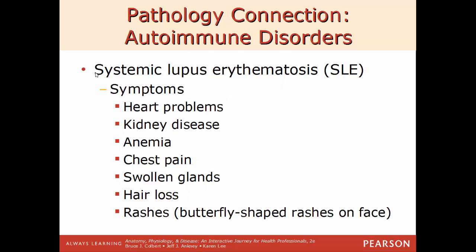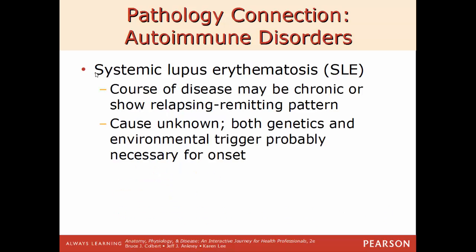Some common symptoms of SLE: heart problems, anemia, kidney disease, chest pains, hair loss, rashes, in particular butterfly-shaped rashes on the face. Now, the course of the disease could be chronic or could be a relapsing, remitting pattern. The cause for SLE is unknown. Some possible triggers could be genetics or could be environmental.